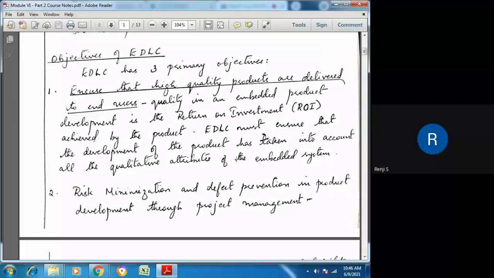And if there is no profit, then the term used is no return on investment. That is, the company or the developers are spending a lot of money to develop the product, but if the product fails in the market, it won't get any profit, so there are no returns. So the return on investment will be less. ROI, or return on investment, is the factor which needs to be considered when following a particular product, and EDLC ensures that high quality products are delivered to end users by analyzing the parameter ROI.